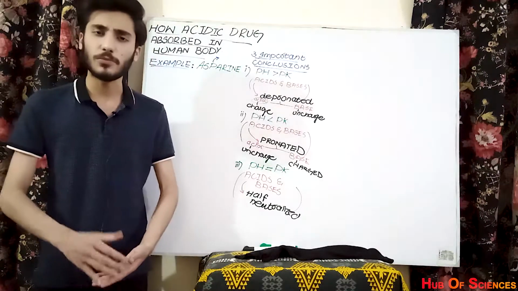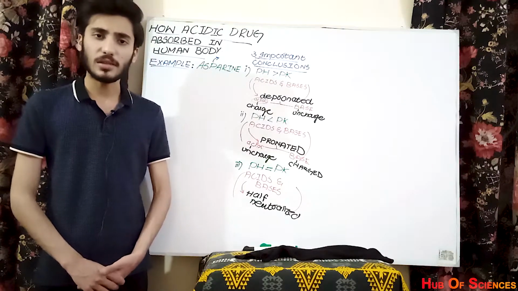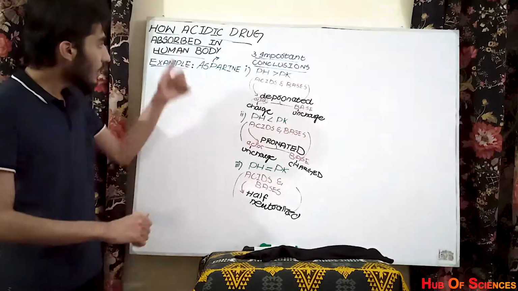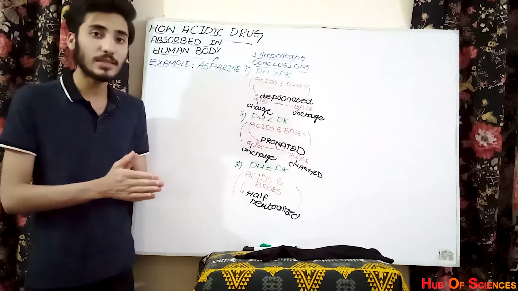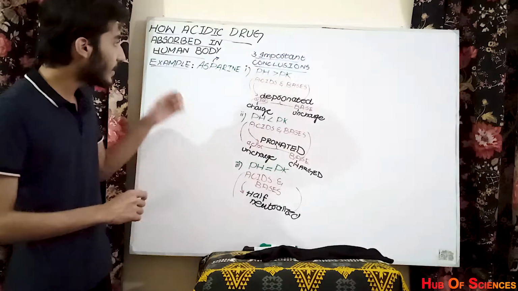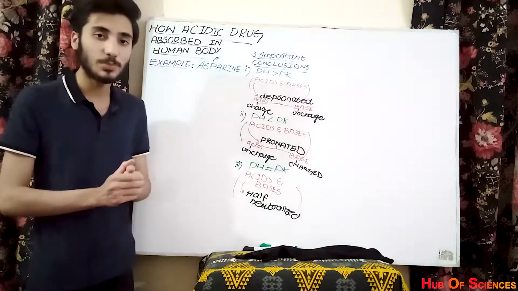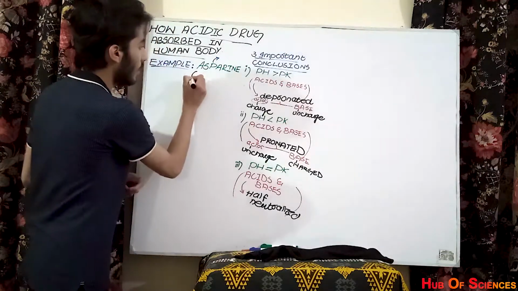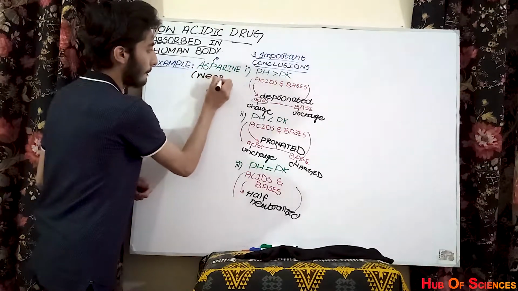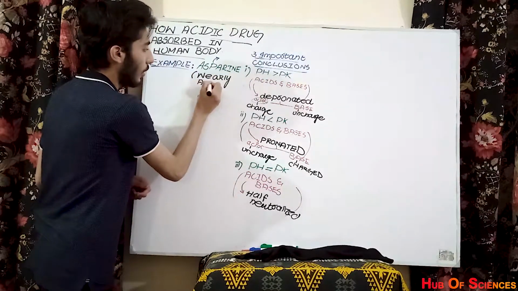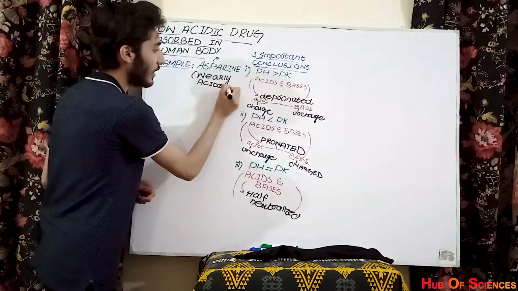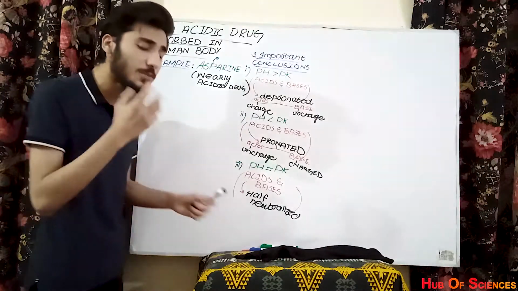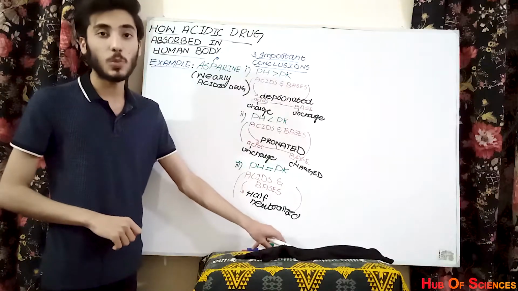So if the pH is between 4 and 5, then it is between the strongly acidic and weakly acidic pH. In this scenario we have to study an example of a weakly acidic drug, and that weakly acidic drug is aspirin. Aspirin is a weakly acidic drug. When we say weakly acidic drug, we can also explain which characteristic makes aspirin a weakly acidic drug.